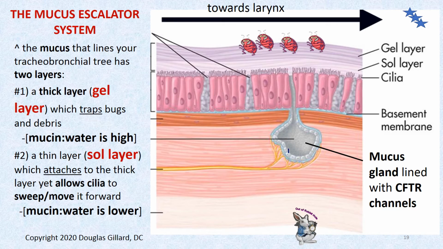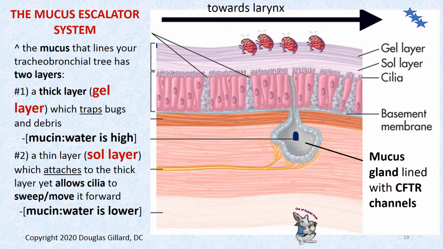Right, so here's the cartoon. So there's a mucus gland. This is lined. This is more accurate. This is lined with CFTR channels. So mucin is actually secreted in here, but so is water. Chloride, then sodium, then water come, and they make this a more manageable mucus that comes out. There are also CFTR channels here in the cilia, or in the mucus lining as well.